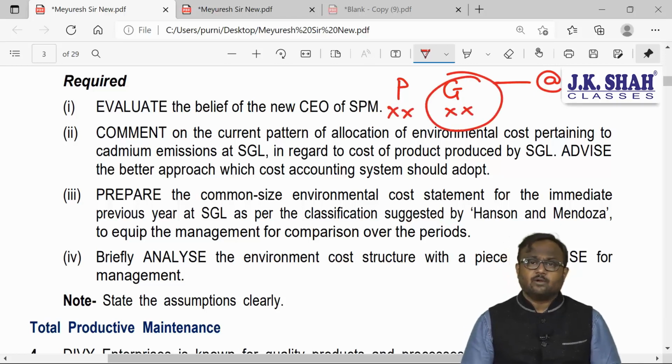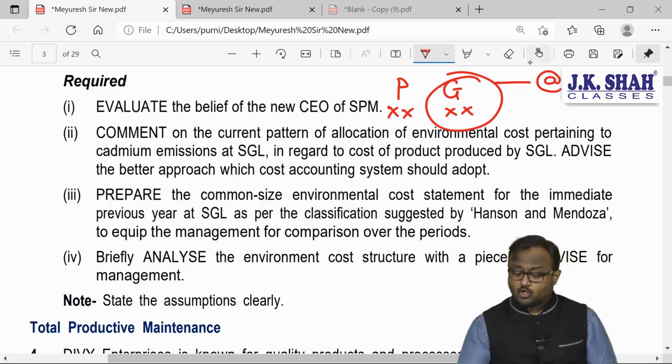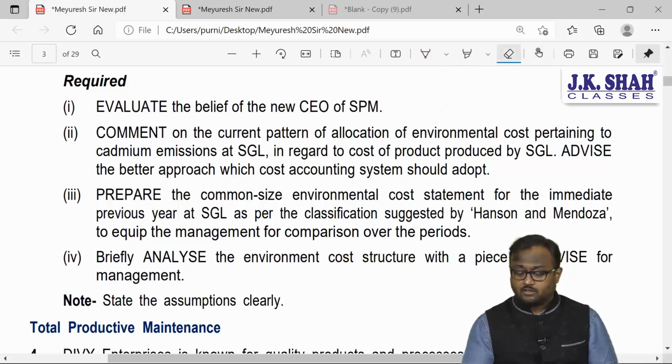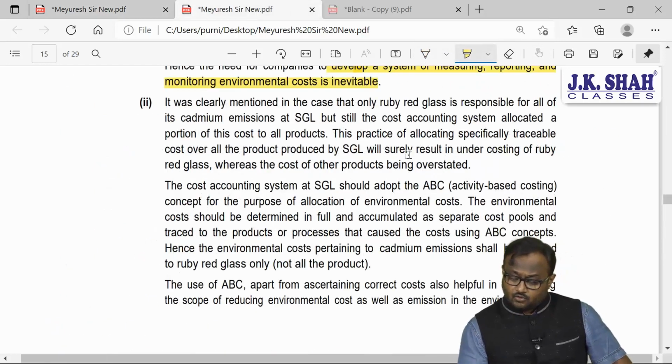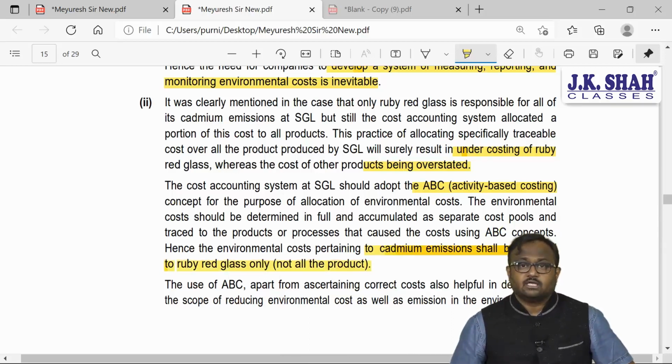Definitely major part will get allocated to glass, which is more logical rather than charging it on some weird basis among the organization. So it will result in under costing, whereas cost of other products being overstated. This is what I explained. So you better apply activity based costing as a technique so that cadmium emission shall be charged to ruby glass and not for all products. Because if cadmium emission is considered as cost driver, it will be generated exclusively in glass manufacturing unit.